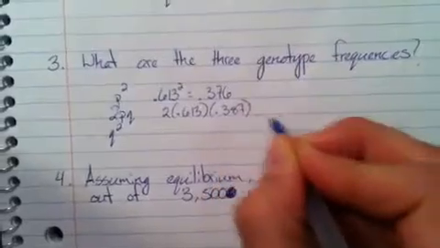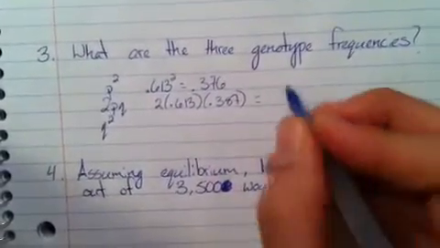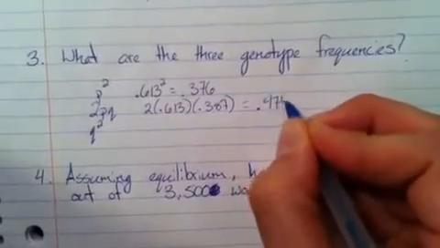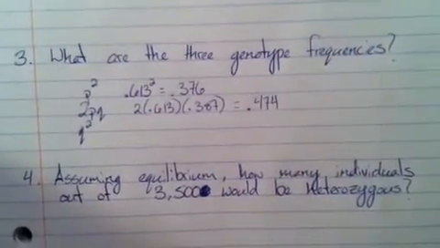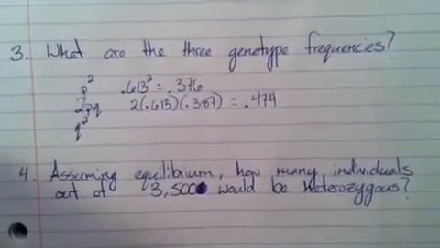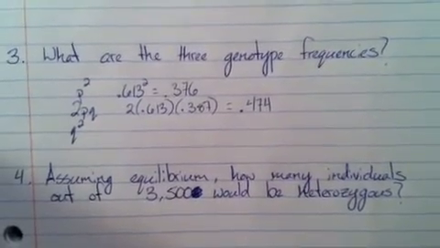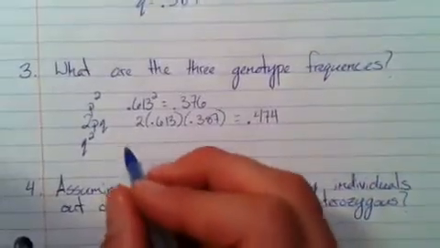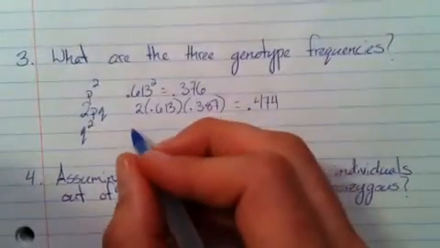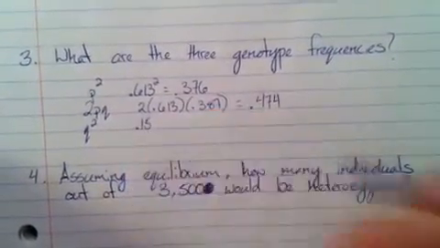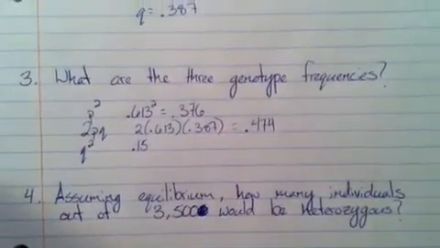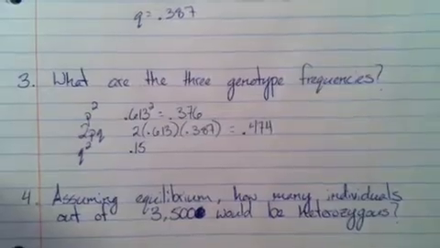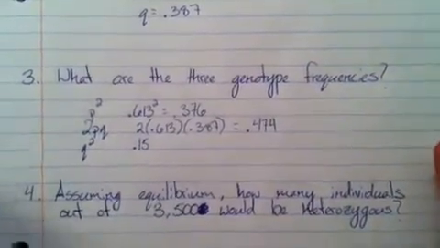2PQ, we plug in our values we found earlier, 2 times P, which is 0.613, times Q, which is 0.387, multiply all those together, and we get 0.474, which is the frequency of having a heterozygous genotype within the population. Q squared, which was already given to us, which is nice, is 0.15, a 15% frequency of having the homozygous recessive genotype.